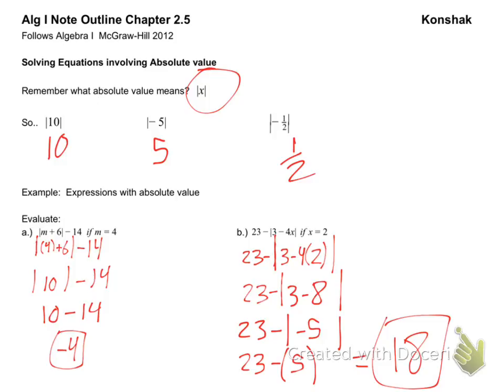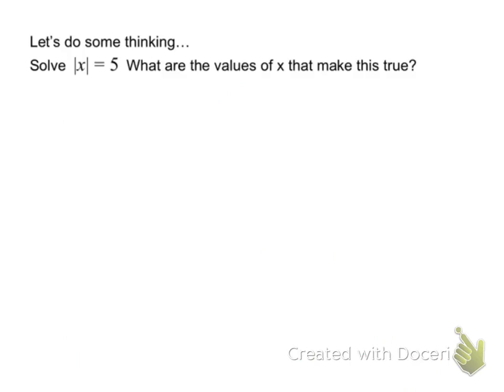Any questions? Let's think on this, guys. Now we are going to actually solve an equation. What values of x make the equation absolute value of x equals 5? What would make that true? What can x be that when you take the absolute value of it, it's 5?